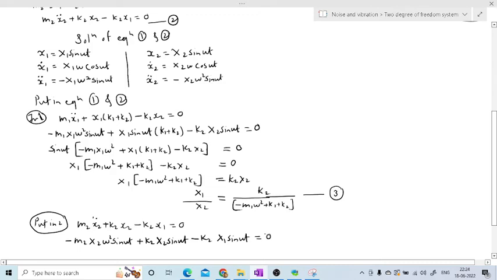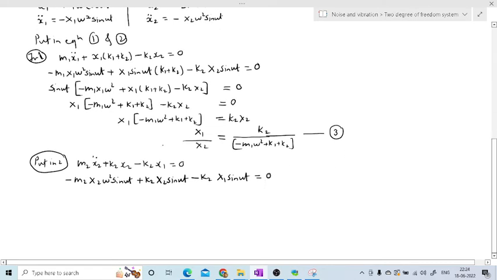Okay, now take sine omega t common from this equation. So sine omega t I'll take common. So in bracket it will remain m2 x2 omega square plus k2 x2 minus k2 x1, and it will be equal to 0. Now transfer this sine omega t on the right side. So it will be 0 divided by sine, and 0 divided by sine is 0. So this side will become 0.